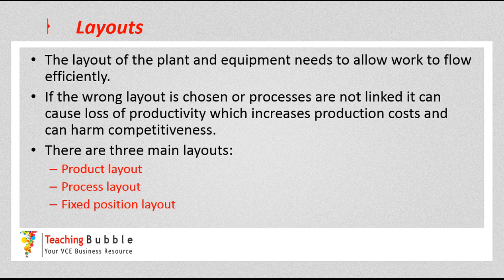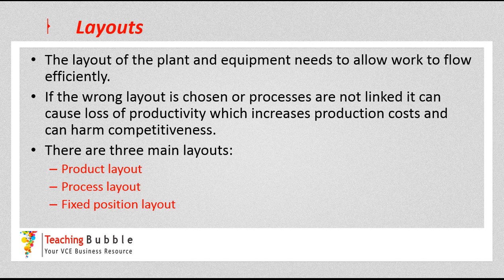So as I said before, let's say you're making t-shirts and the cutting room is on one side of the plant and then the stitching room is all the way on the other side of the plant, rather than them being close by. That's going to really restrict the workflow, and that will impact on the efficiency of the operations. So if the wrong layout is chosen, and we'll get into the layouts in a second, or the processes aren't linked, it can cause loss of productivity, which then increases production costs and can harm your competitiveness because your products might be more expensive, or you're not saving as much money that can then be put back into the operations system to improve quality and speed of delivery and those types of things.